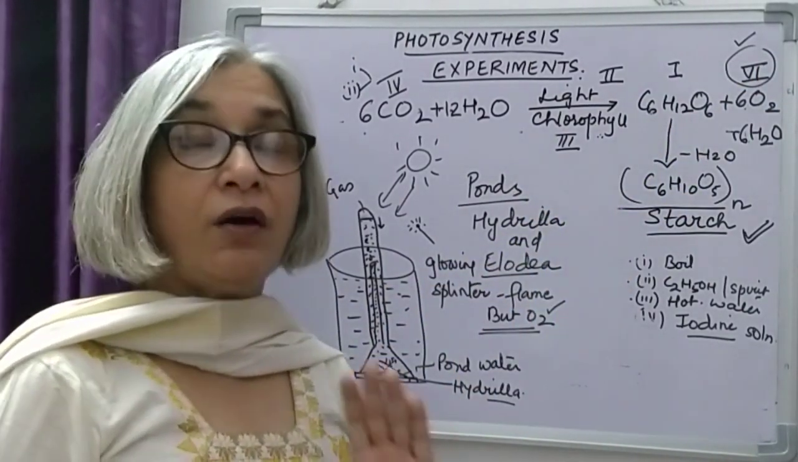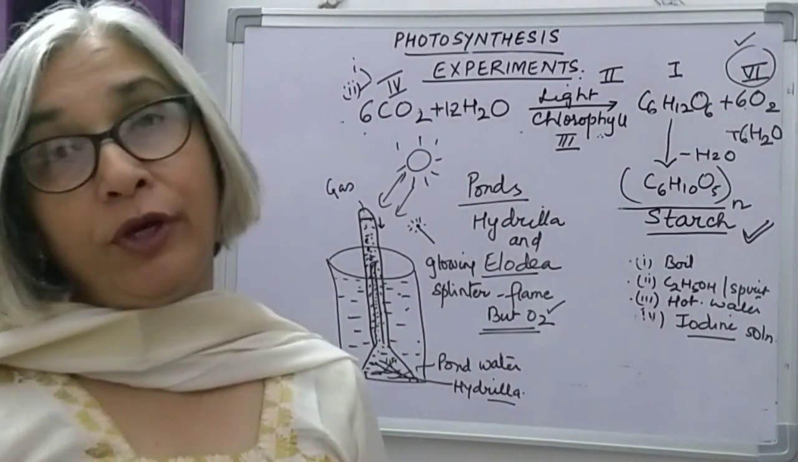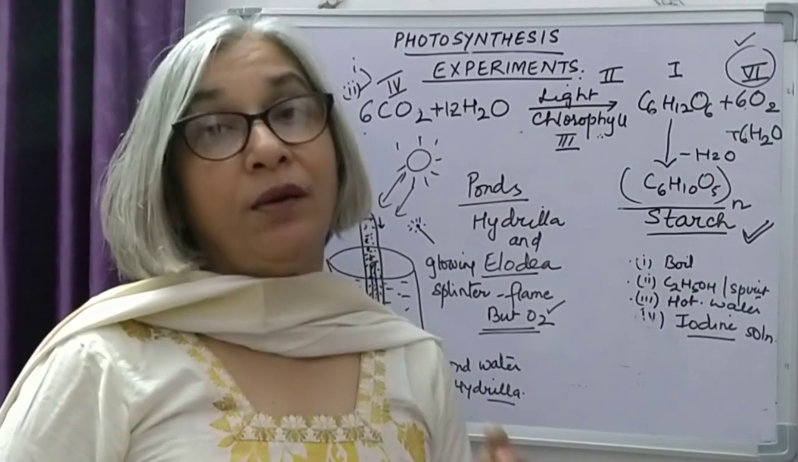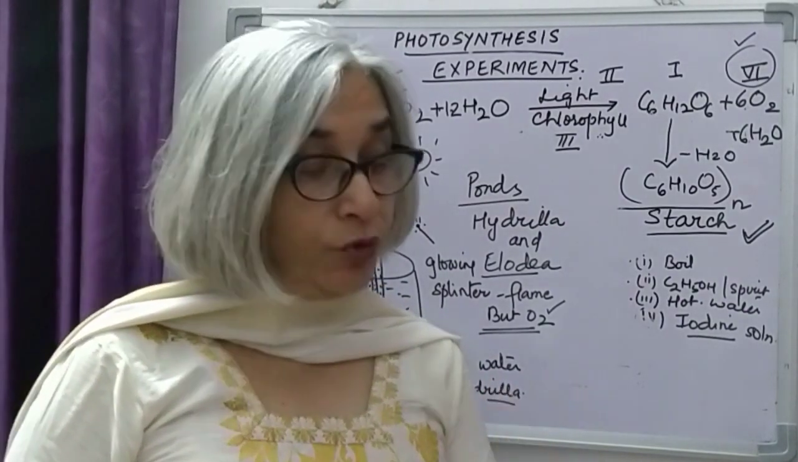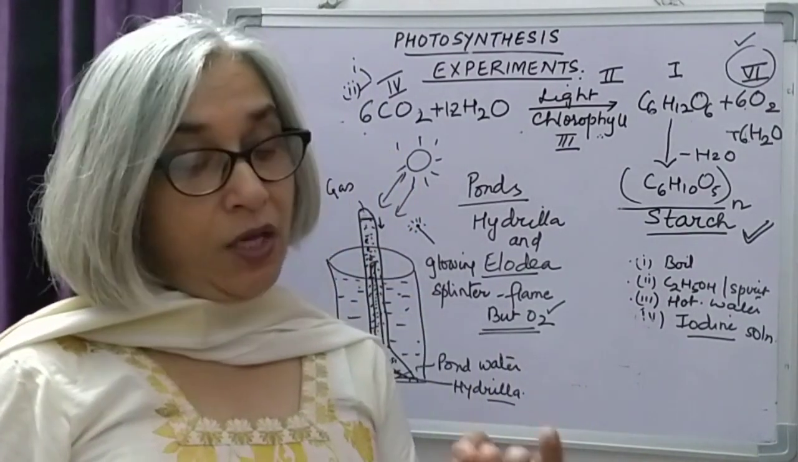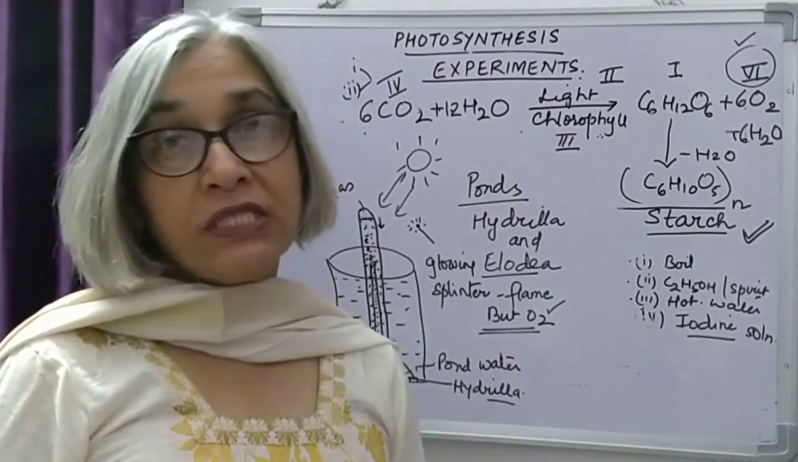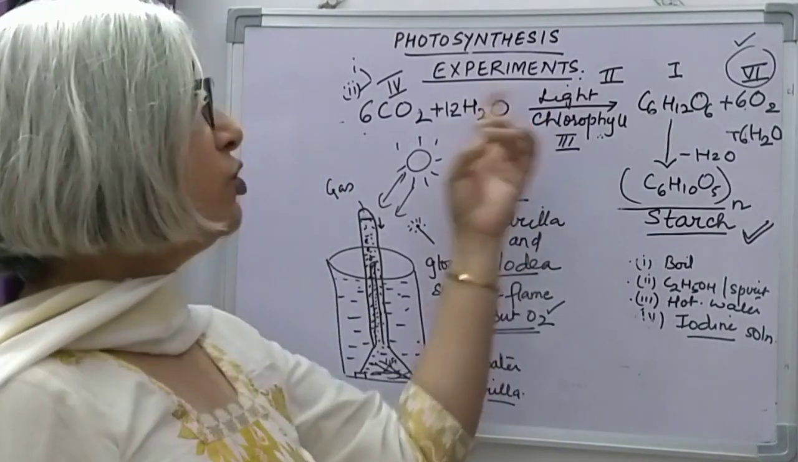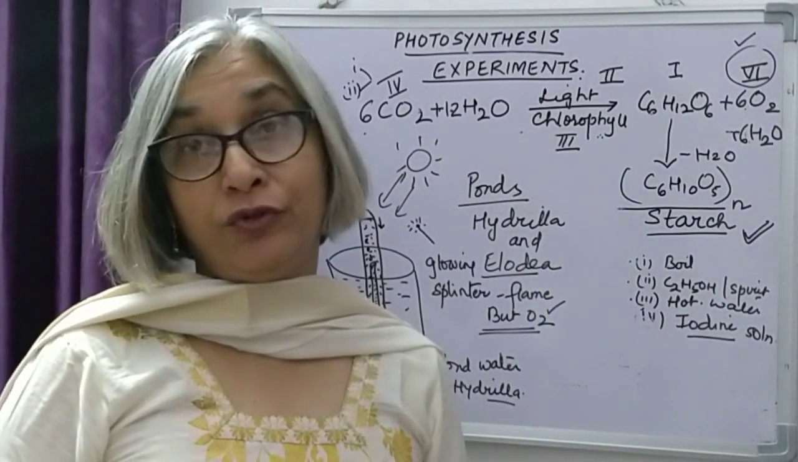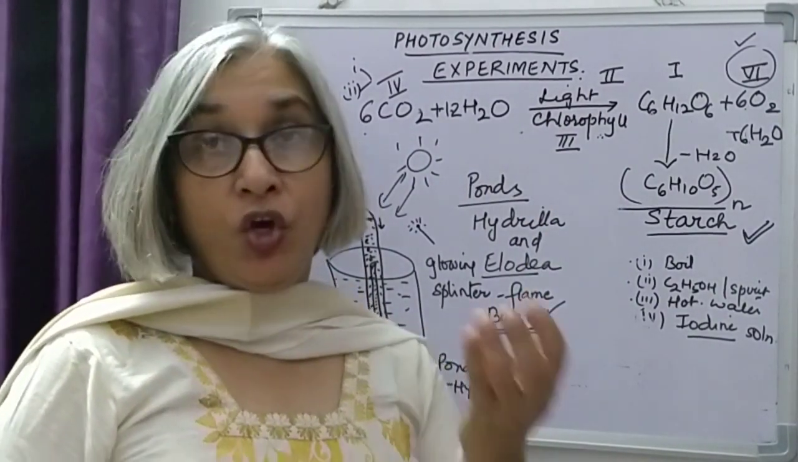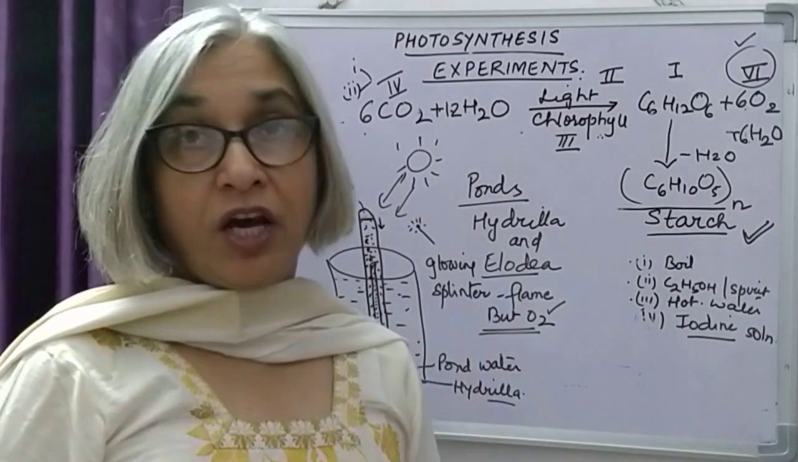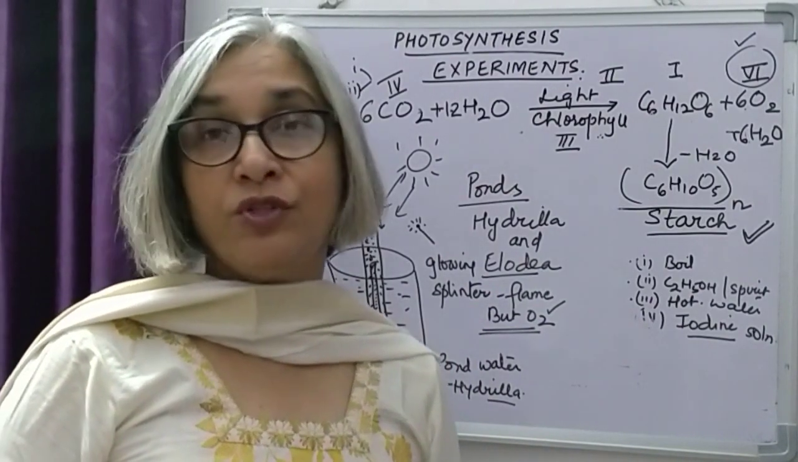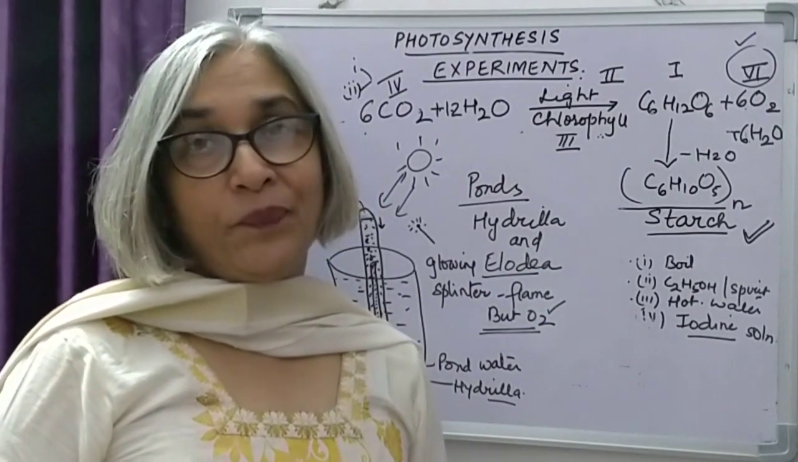These experiments are very important from the board point of view, because in the board paper you get questions that are based on experiments. So you have to know the concept of photosynthesis, the equation of photosynthesis, how the starch test is performed, and how you are proving that each of these is essential for photosynthesis. That is, light is essential, chlorophyll is essential, presence of carbon dioxide is essential, oxygen is given out, and starch is formed during photosynthesis. So revise them.